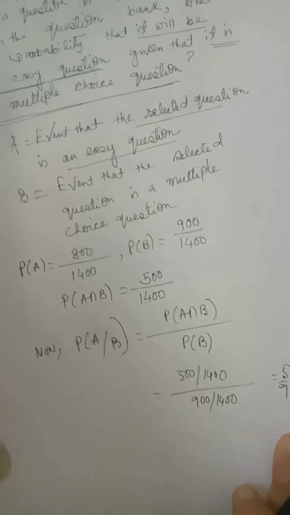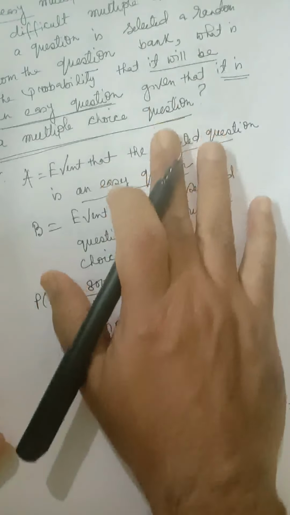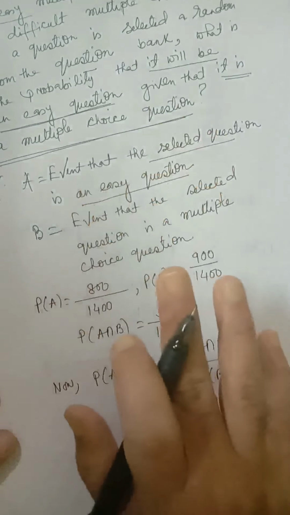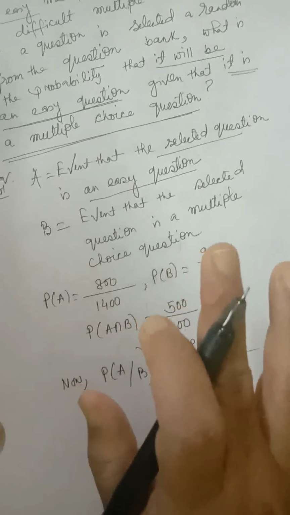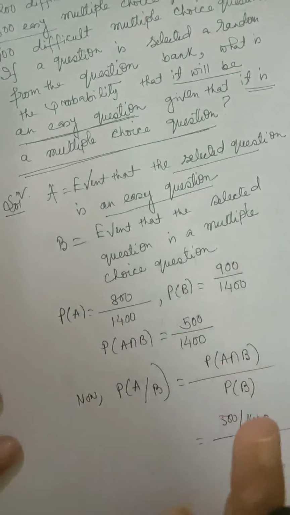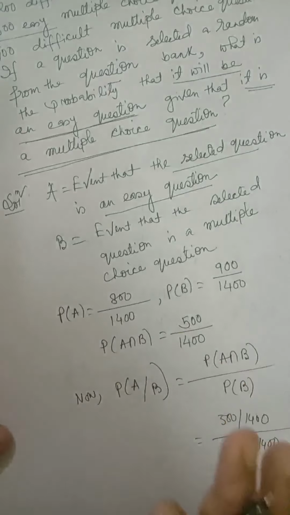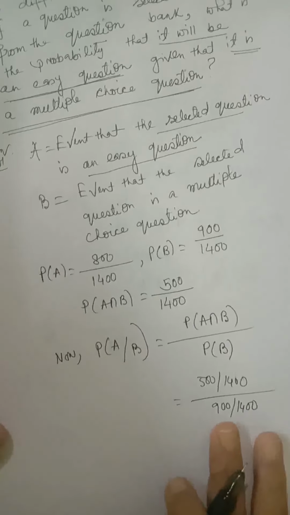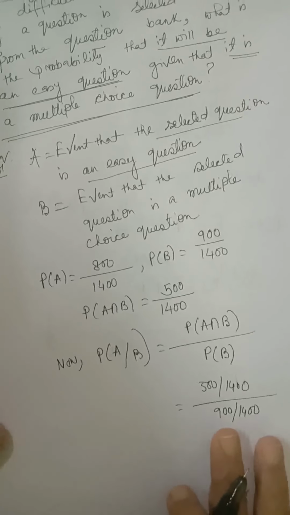So what we have to find in this type of word problem? Two events. One whose probability we have to find, and the other the given condition, the event which has already occurred. Okay, so these are some questions from the topic conditional probability.